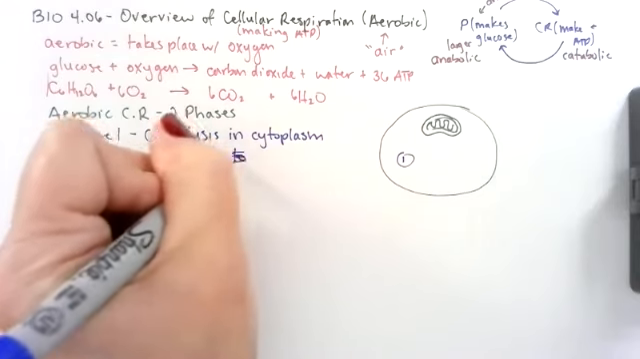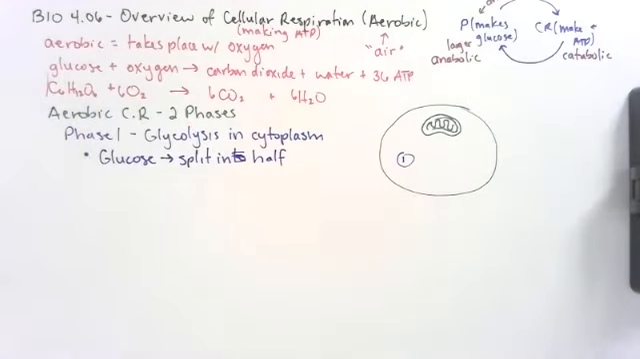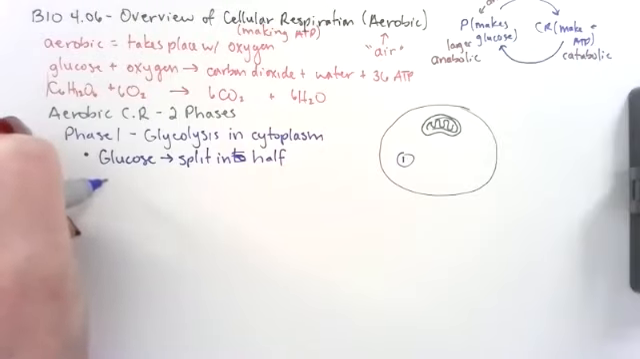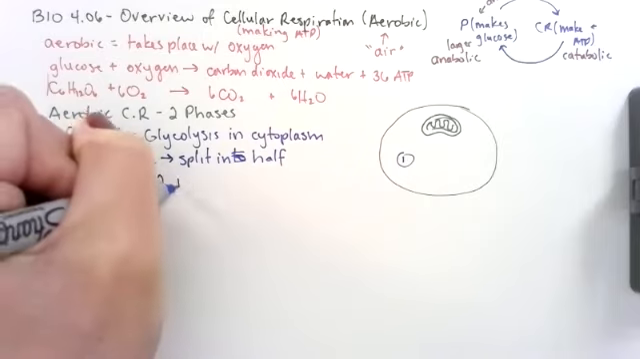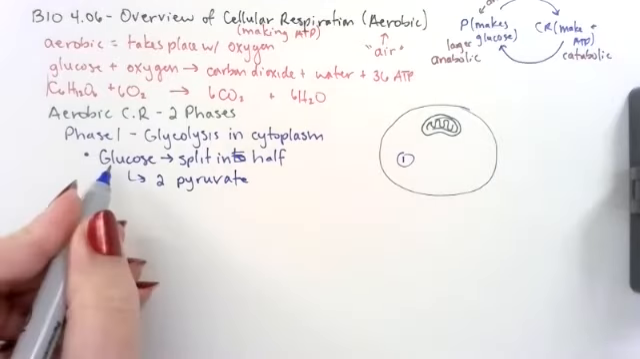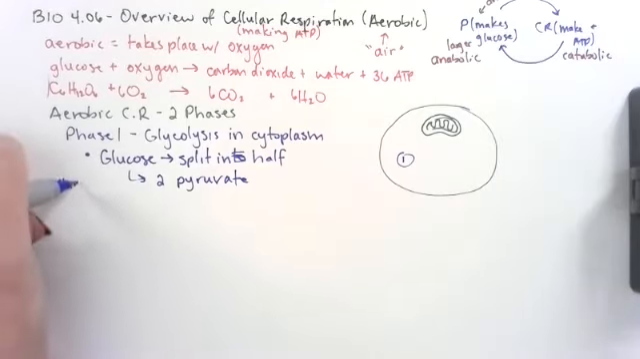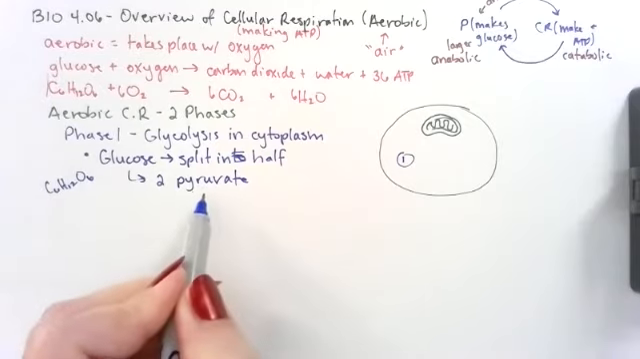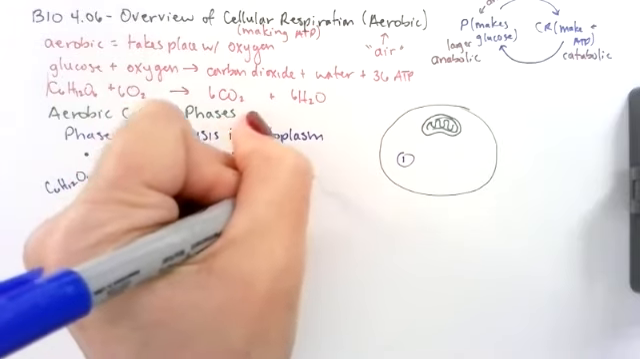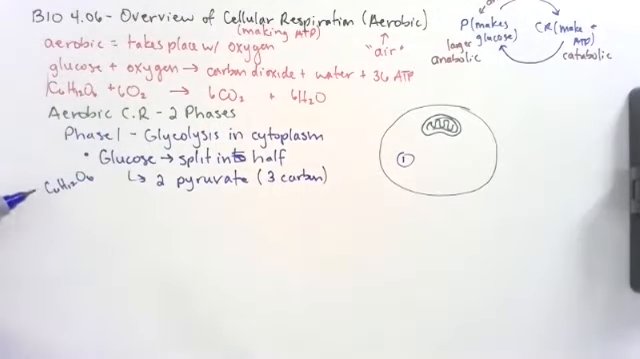So let's just say in half. The compound that it turns into, so we get two compounds called pyruvate. So if glucose is C6H12O6 and we split it in half, how many carbon is each pyruvate going to have? That's right, it's going to have 3 carbon. So it would be roughly C3H6O3.